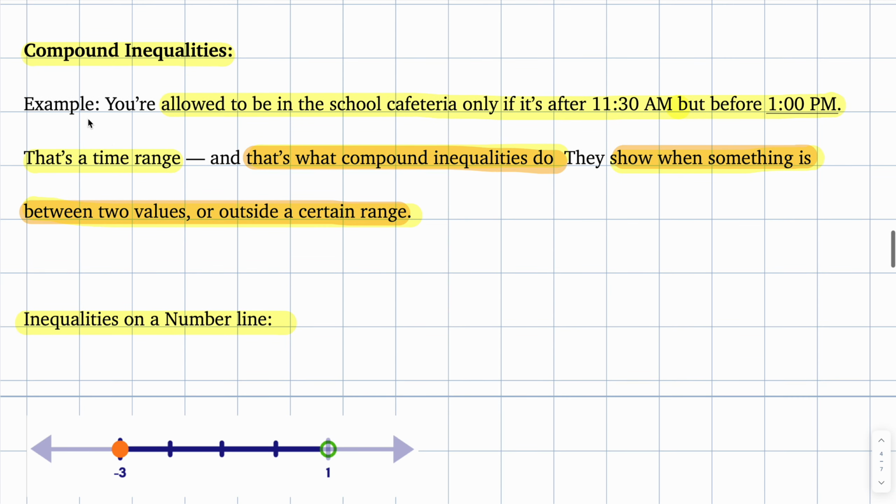Compound inequalities. Here's a real-world example. You're allowed to be in a school cafeteria only if it's after 11:30 a.m. but before 1 p.m. It's a time range, and that's what compound inequalities do. They show when something is between two values or outside a certain range.